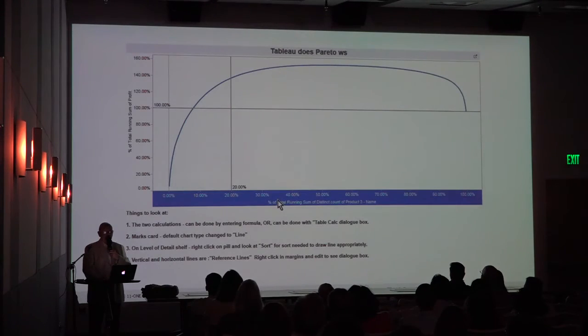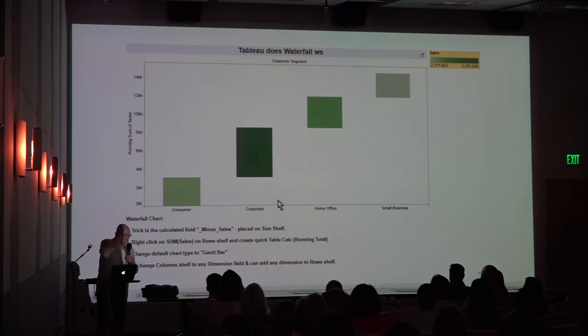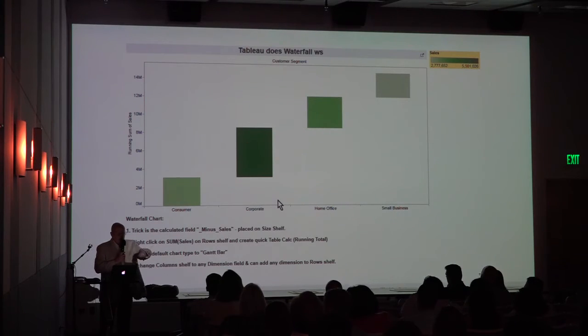And Pareto chart. You don't see Pareto chart in the help or the Show Me. Tableau does Pareto charts. You don't see a waterfall chart. Tableau does those too. When I worked for Tableau, I was called into a shootout between 3 different vendors. I had 2 competitors to Tableau.